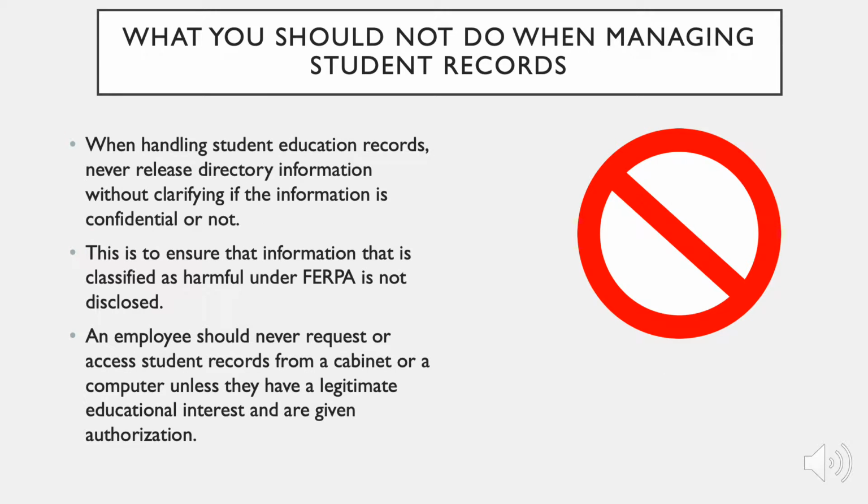When handling student education records in your occupation, you should never release directory information on a student without first clarifying with your department if the information that you plan to disclose is confidential or not. This is to ensure that information that is classified as harmful under FERPA is not disclosed. A higher education employee should never request or access information from an education record cabinet or a computer unless they have a legitimate educational interest and are given authorization by personnel from the department and institution to access that information.